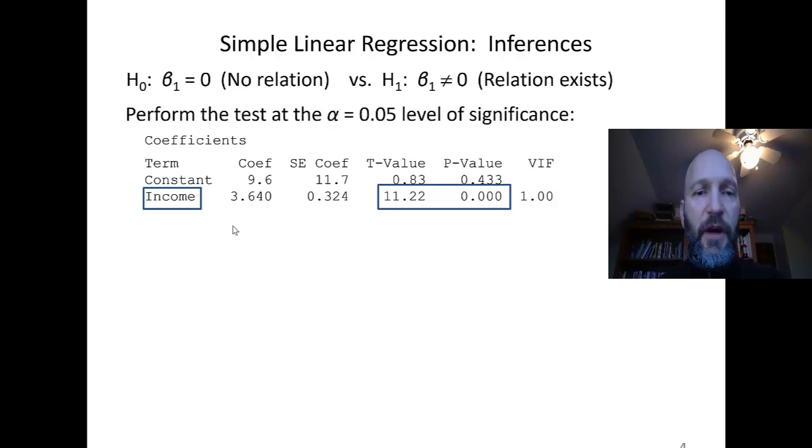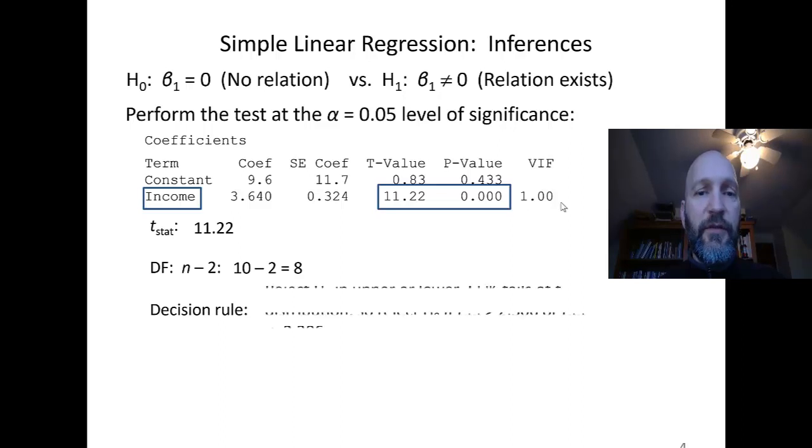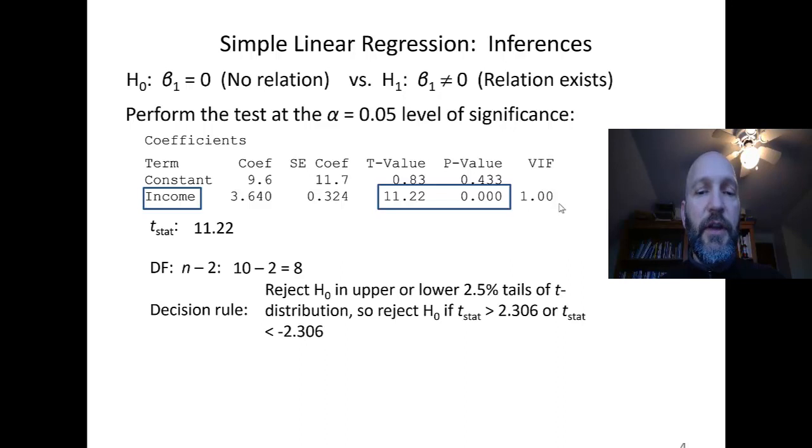Now we're going to do this hypothesis test at the 5% level of significance, and let's look at the steps. Our test statistic is going to be a t random variable, and it's 11.22. Notice that's given to us right here in the output. The degrees of freedom for simple regression are going to be n minus 2. In this case we have 10 observations, so there's 8 degrees of freedom. And our decision rule then is going to be based on a t-distribution with 8 degrees of freedom, and this is a two-tailed test, so we have the rejection rule that says if our test statistic is bigger than 2.306 or less than negative 2.306, we're going to reject the null hypothesis.